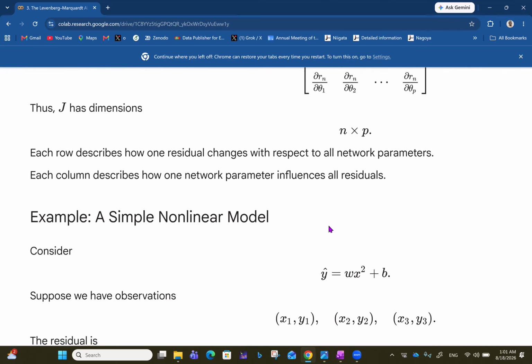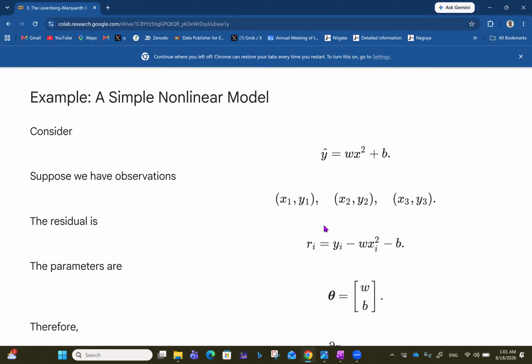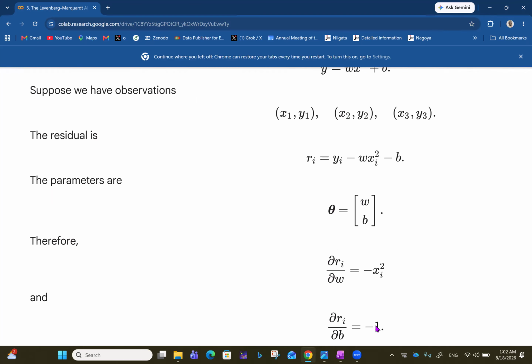Then we have a simple nonlinear model. Consider that Y cap is equal to W x squared plus B. Suppose we have observations x1, y1, x2, y2, x3, y3. Then the residual is R i equals y i minus w x i squared minus b, based on what we have here. That gives us the residual. So the parameters are theta, W and B, the weights and the biases.